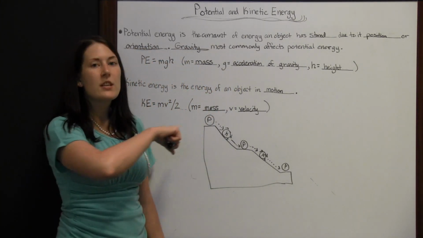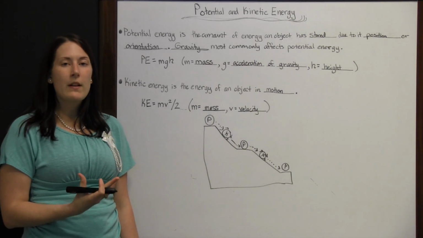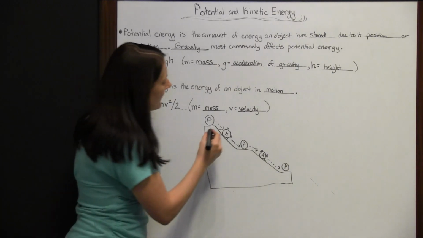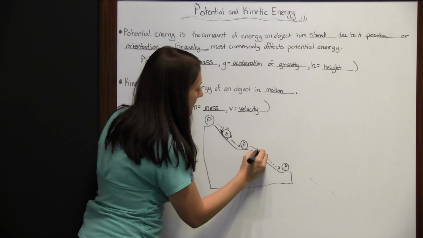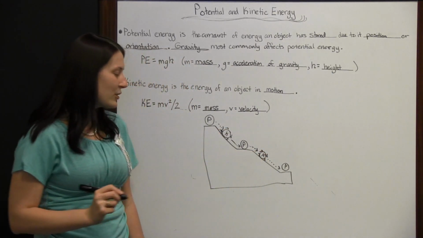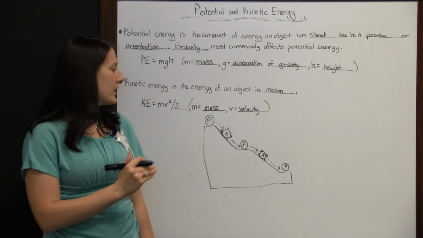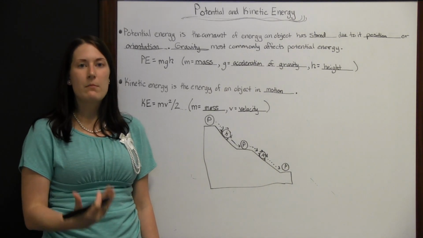So potential energy is energy that's stored while an object is still. Kinetic energy is the energy of motion. It's while something is actually moving. So potential is still and stored. Kinetic is moving, in motion.